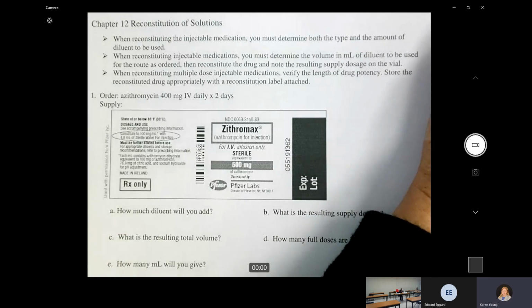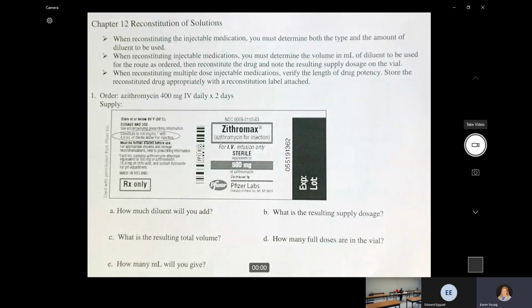I think they're on there. Yeah. Okay. Good morning. Can everybody see the chapter 12 handout? It's showing on this screen. Okay. All right, so we'll get started then. Thank you, Mr. Campbell.